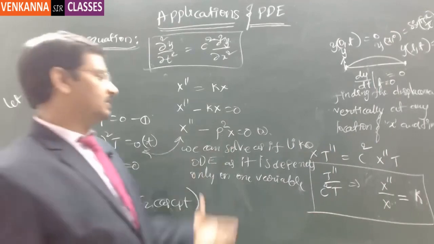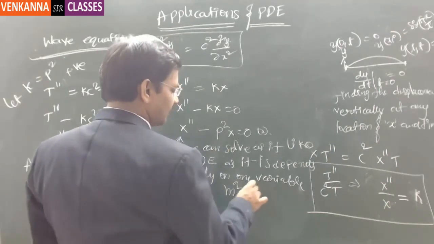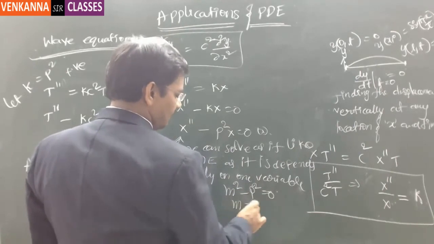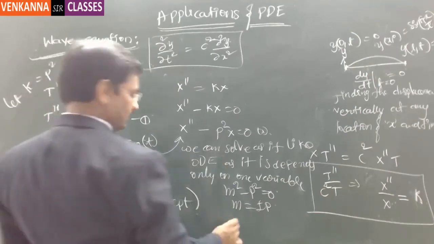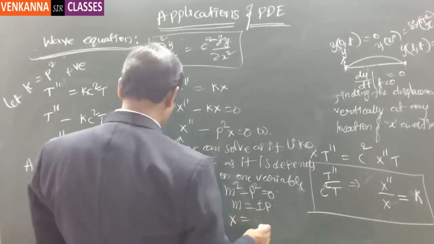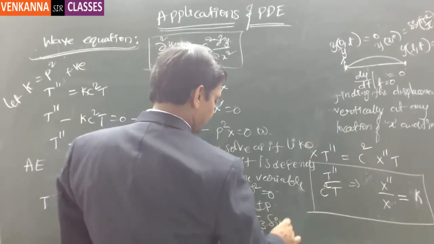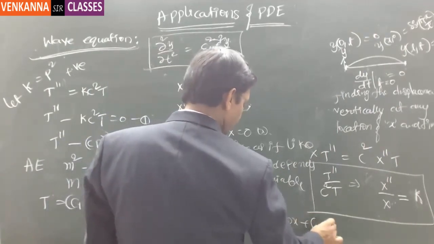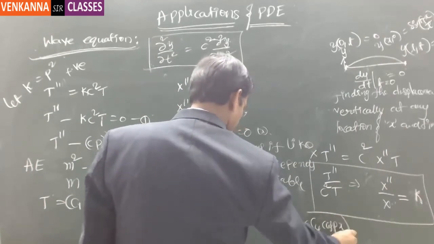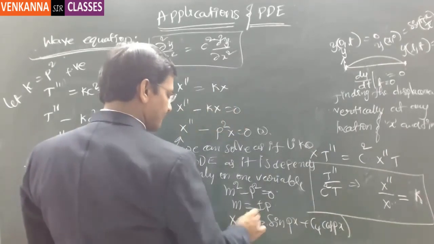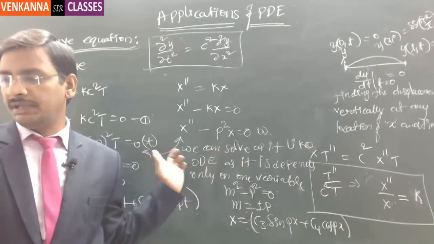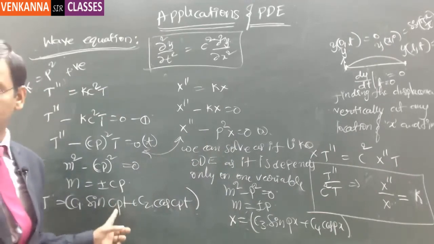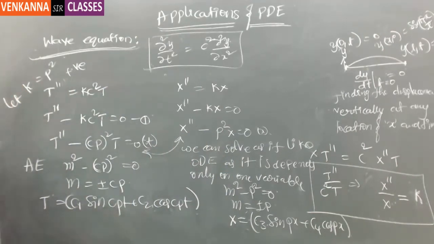And similarly, for this equation, the auxiliary equation is m square minus p square equal to 0. Then m is equal to plus or minus p. And then the solution is going to be x is equal to c3 sin px plus c4 cos px. So this is one solution which is completely independent of t, and this is one solution which is completely independent of x.